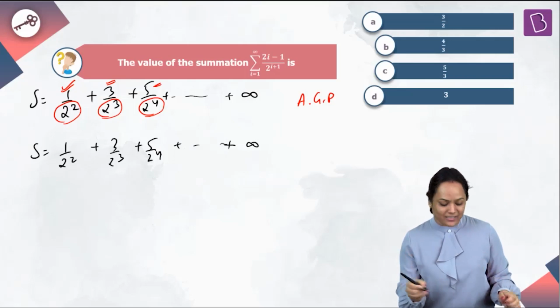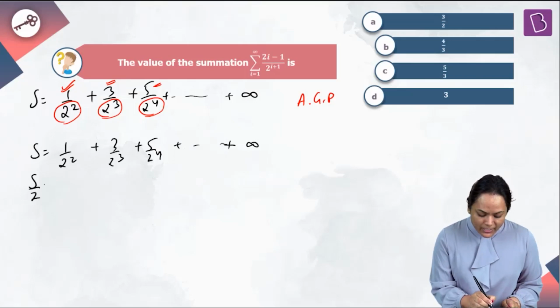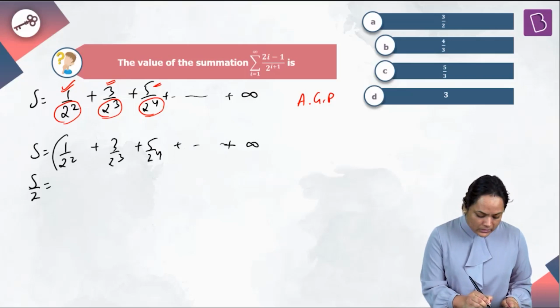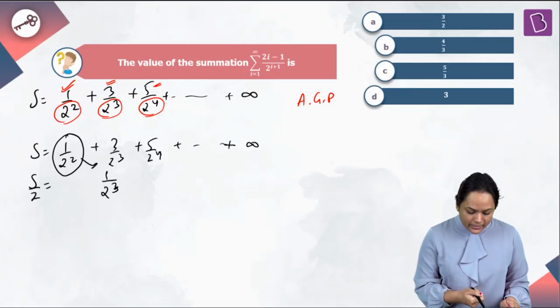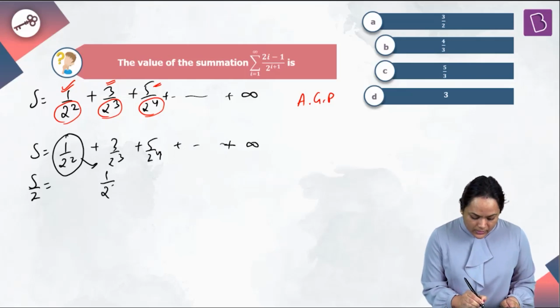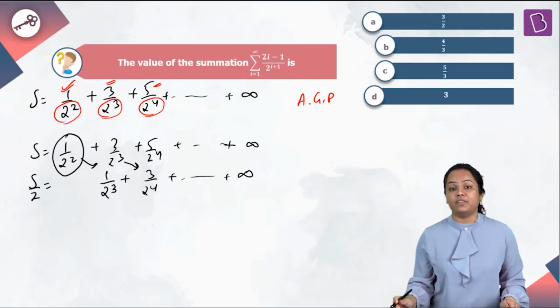So we are going to multiply this entire sequence by 1 by 2, shift the terms and subtract, isn't it? So this will become s by 2. The first term will come over here and this will become 1 by 2 cube, right? When I multiply this by 1 by 2, this is my first term plus. Similarly, my second term will come here. This will become 3 by 2 raised to 4 and this will go on till infinity.